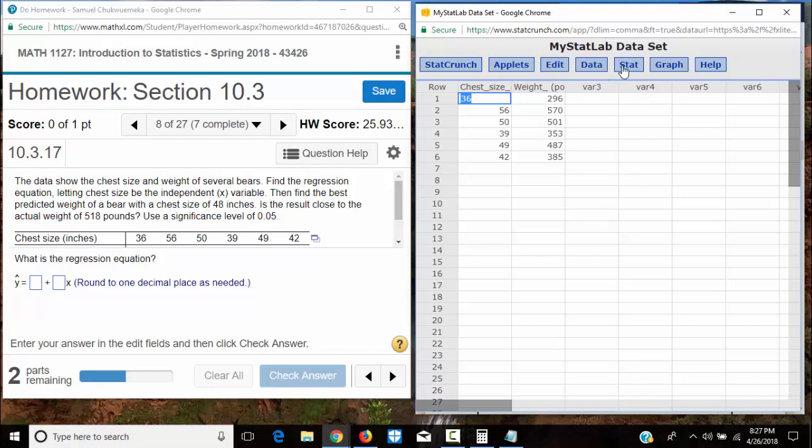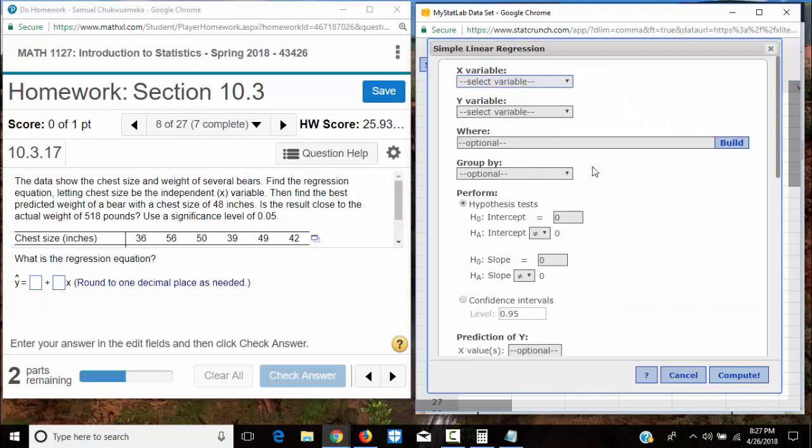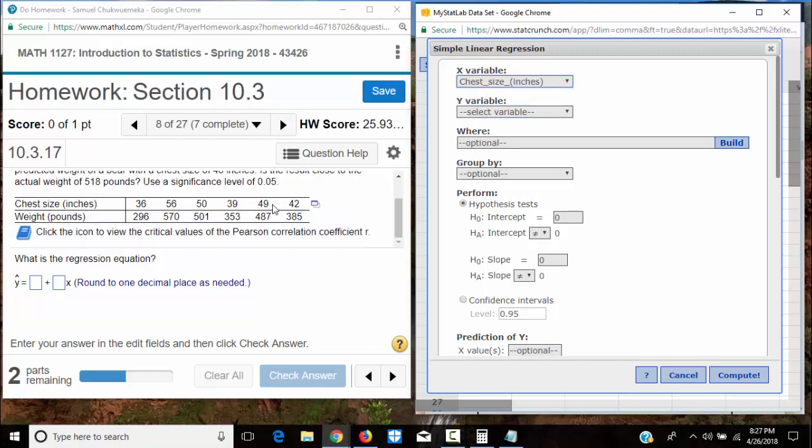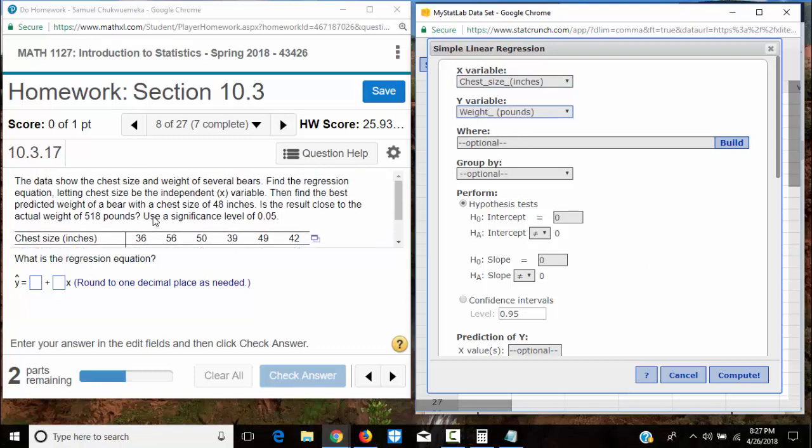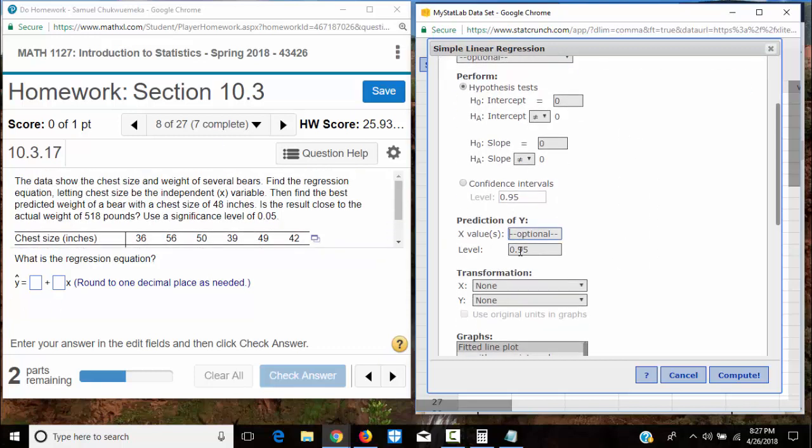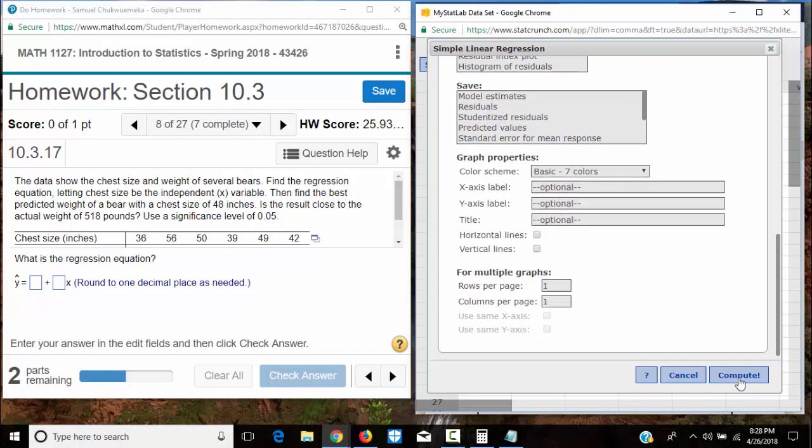So we go to Start, Regression, Simple Linear. X is the chest size, we get it. And the Y is the weight. They asked us to use 5% significance level, and that is the same thing as 95% confidence level. So leave this as is. The chest size of 48. So we put 48 here. And we click compute.